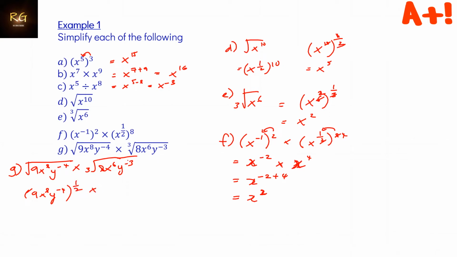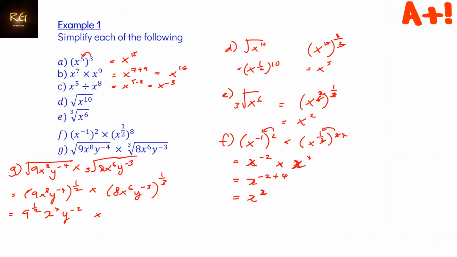Again, convert everything inside here, rewrite again in the form of bracket, inside the bracket 8x to the power of 6, y to the power of negative 3, close bracket. Since it's cube root, it will become 1 over 3. So what we need to do now is just multiply everything inside. So 9 to the power of 1 over 2, make sure to write for everything. For x, it will become 8 times 1 over 2, which is 4, correct? For y, negative 4 times 1 over 2 will become negative 2. Okay, so far so good.